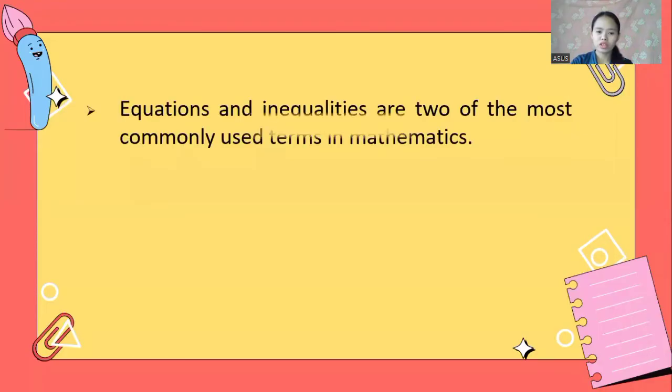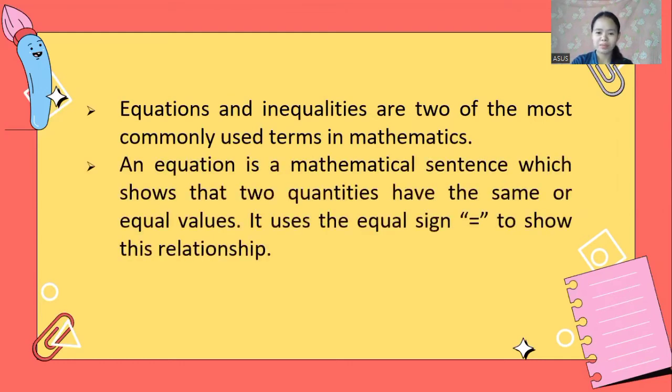Equations and inequalities are two of the most commonly used terms in mathematics. An equation is a mathematical sentence which shows that two quantities have the same or equal values. It uses the equal sign to show this relationship. Thus, the linear equation can be written in the form ax plus by is equal to c.